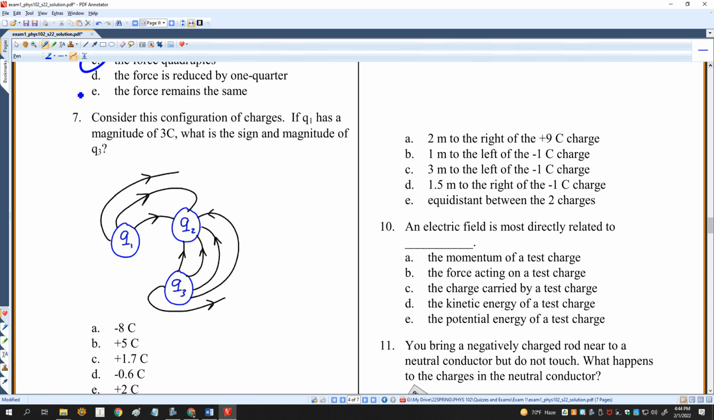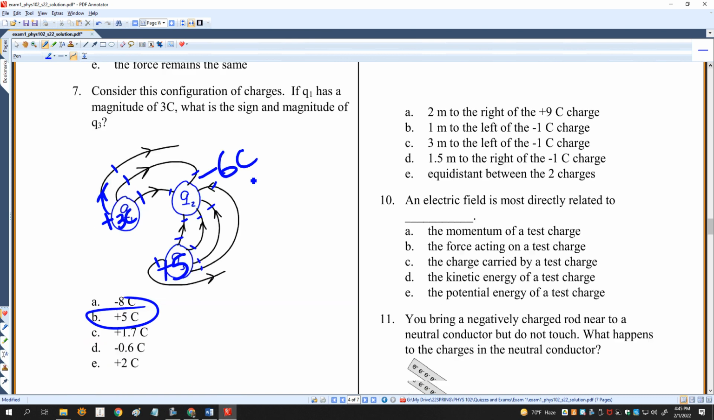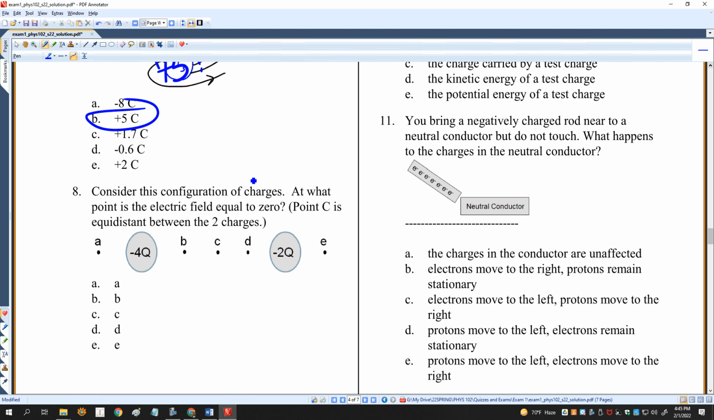So this configuration of charges, if Q1 has a magnitude of 3 coulombs, this is 3 coulombs, and notice that it is positive because the field lines are coming out. What is the magnitude of Q3? Look, I made this really easy for you because I have 3 field lines coming out of that 3 coulomb charge, so each field line will represent 1 coulomb of charge. So 1, 2, 3, 4, 5. So I have 5 coulombs, and they are coming out, so it should be positive. By the way, if I wanted to know this one, out of 1, 2, 3, 4, 5, 6, it would be negative 6 coulombs.